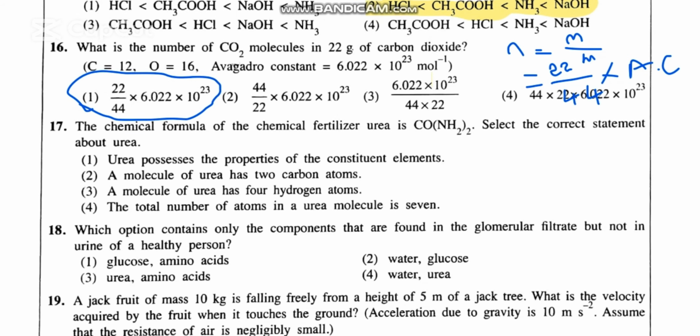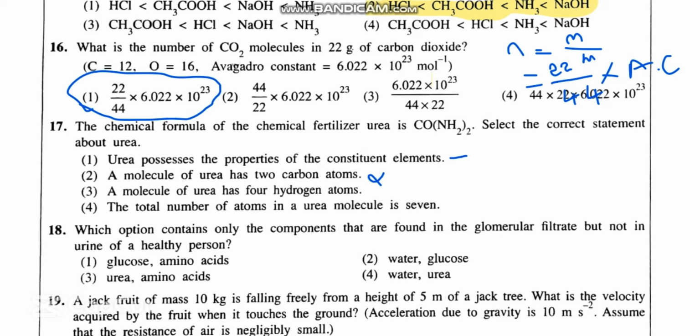The 17th one: the chemical formula of the chemical fertilizer urea, CO(NH2)2. Select the correct statement about urea. Urea possesses the properties of the constituent elements. Now you will get a doubt about what a constituent element is. Just leave it. Let's go for the second one. A molecule of urea has 2 carbon atoms. No, it has only 1 carbon atom. You can see it, 1 carbon atom.